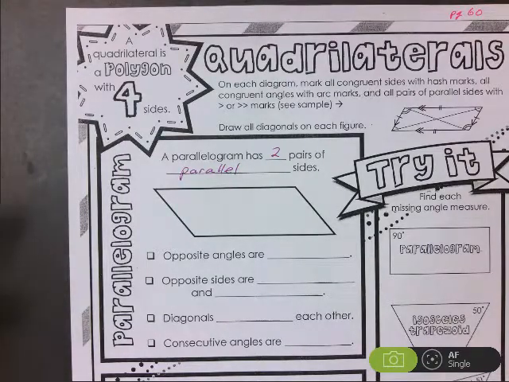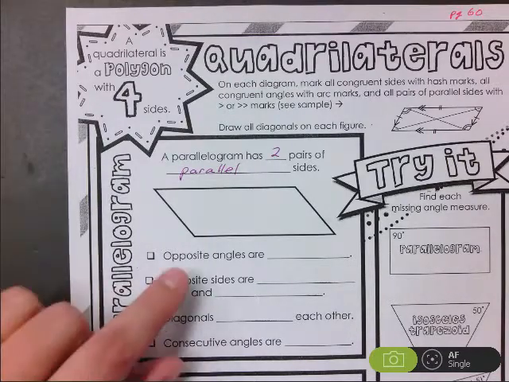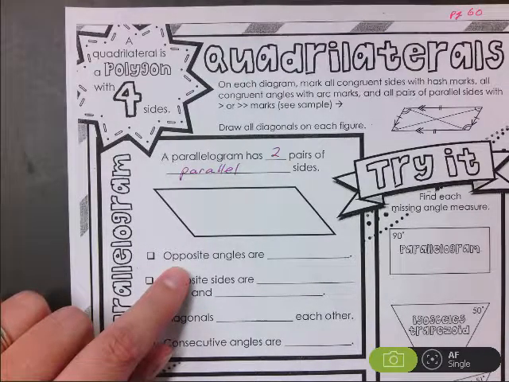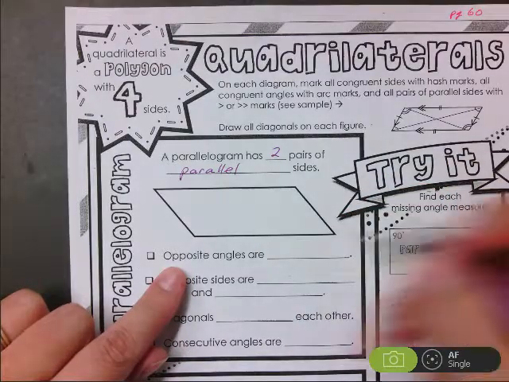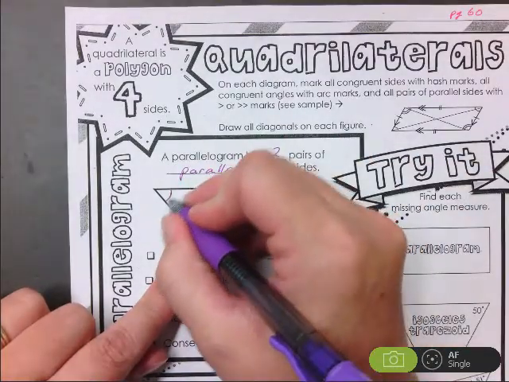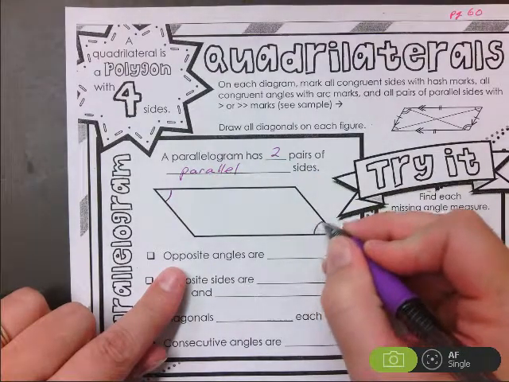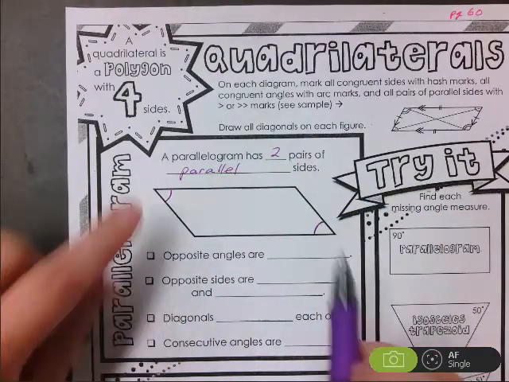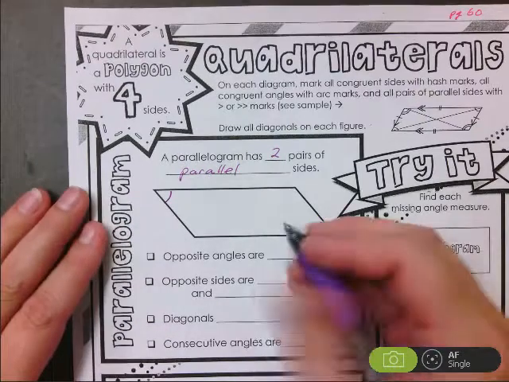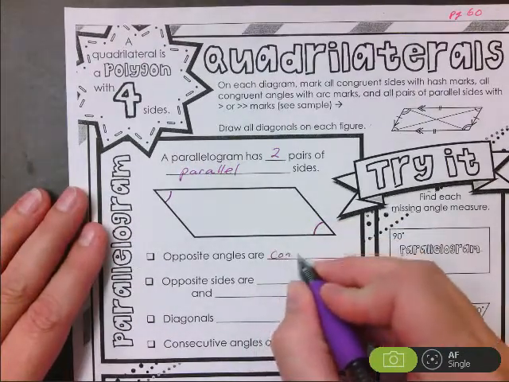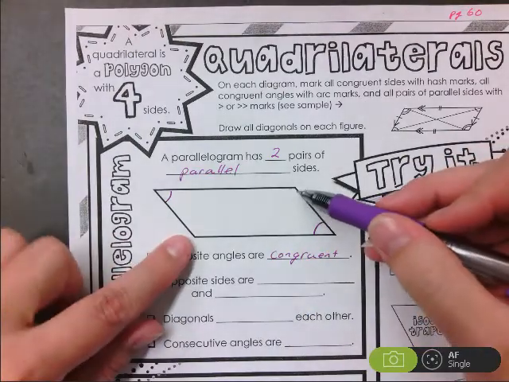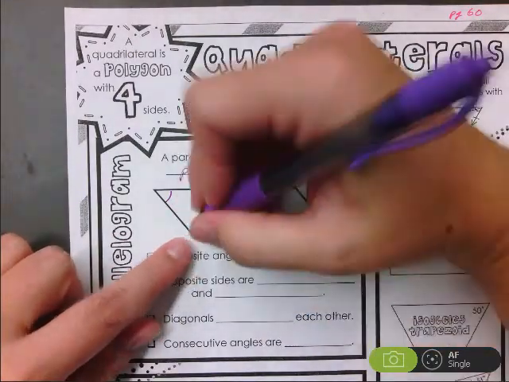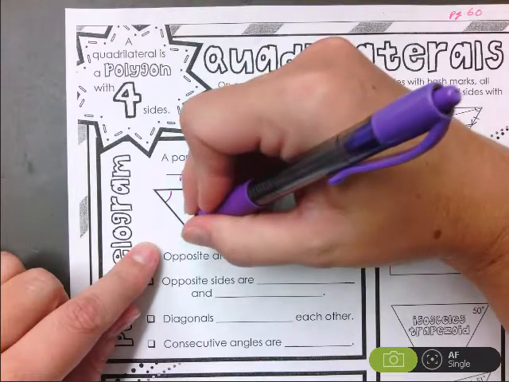Okay, so then what are some other attributes that we know about our parallelograms? Opposite angles. What do we know about opposite angles? When we're talking about opposite angles, we're looking at this one here and this one here. For any parallelogram, those two angles are always going to be congruent.